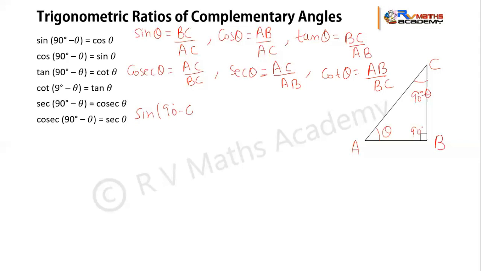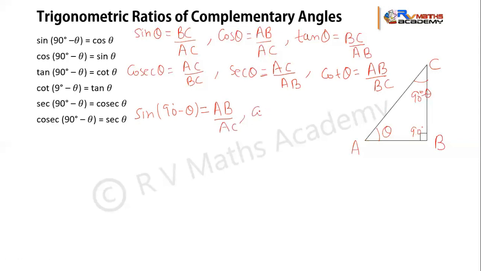90 degree minus theta. So if I am considering this angle, the side opposite to it will be perpendicular. So this side AB is just opposite to 90 degree minus theta. So I can write sine 90 degree minus theta is equal to AB. This is the perpendicular. Hypotenuse is always fixed because it is always opposite to the 90 degree. So this is AC.